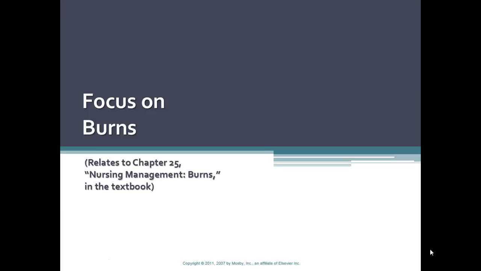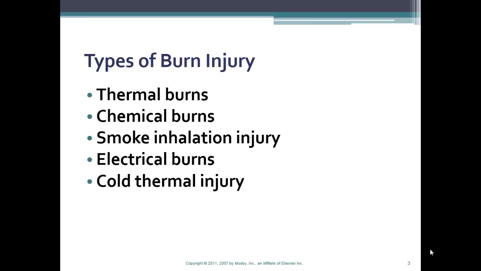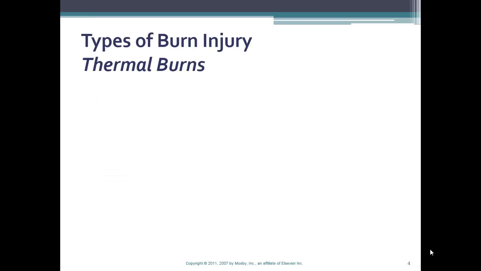This is Chapter 25 out of your Lewis textbook, Nursing Management of the Patient with a Burn. A burn occurs when there's any injury to the tissue that's caused by heat, chemicals, electric current, or radiation. There's different types of burn injuries. It could be a thermal burn, a chemical burn, smoke inhalation injury, an electrical burn, or a cold thermal burn.